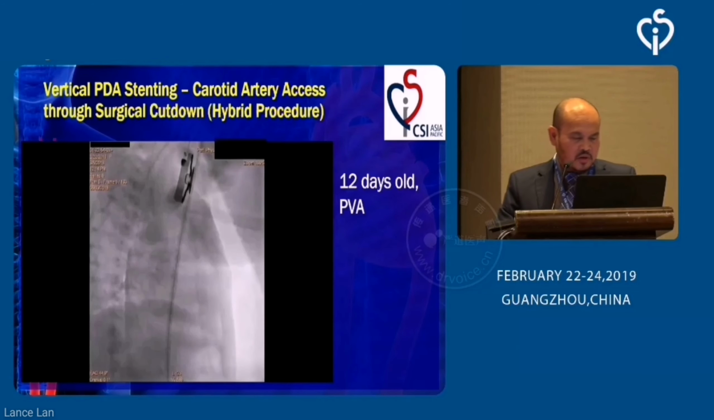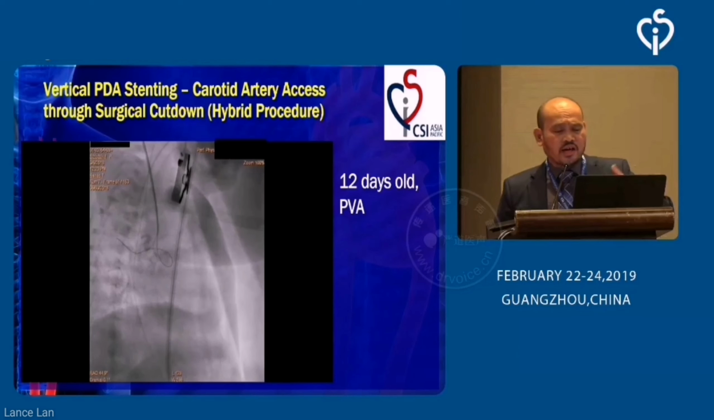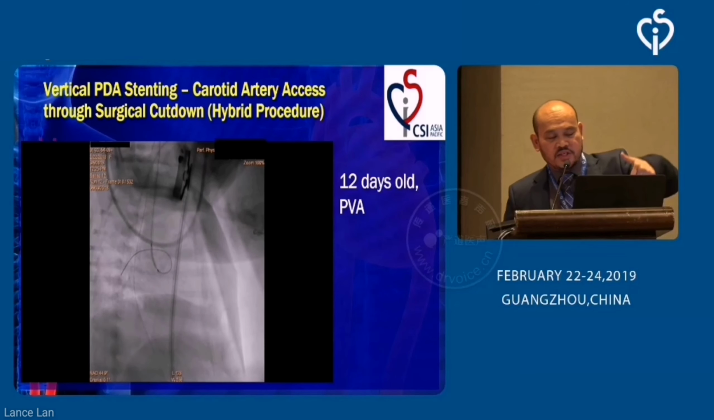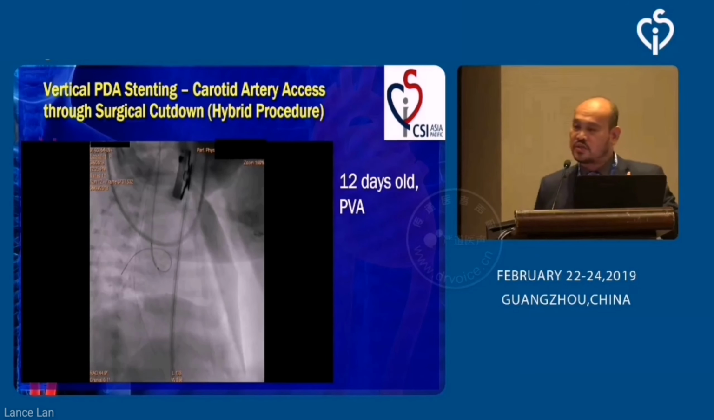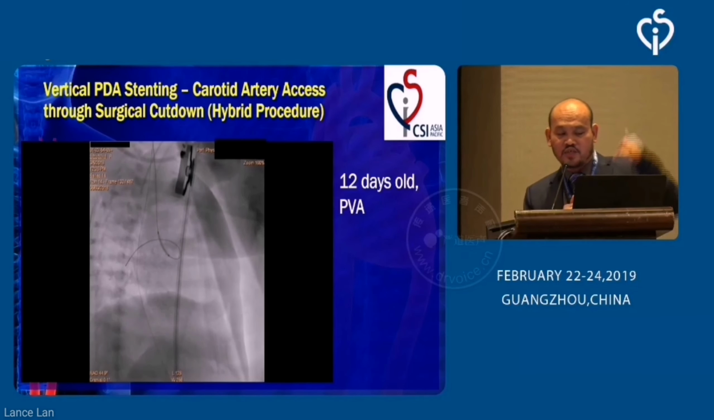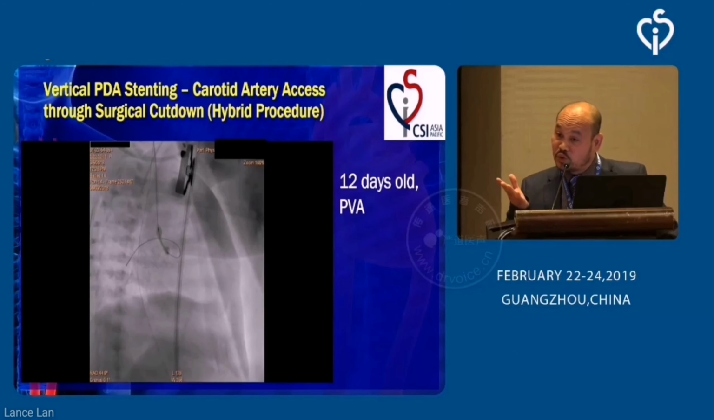And of course, we also ask the help of our surgeons. This is a carotid artery access through surgical cut down. We utilize our hybrid room. So this is the sheath. The advantage is the sheath is almost at the mouth of the PDA, and we can manipulate. It's a very safe distance from the mouth of the sheath, and we can dilate the PDA, the balloon and the stent. This is a 12 days old case of pulmonary valve atresia.